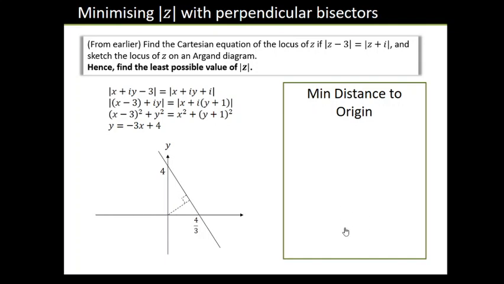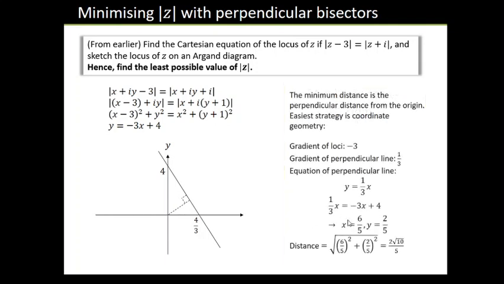So when we're minimizing the distance, we know that we've got the line here, and then we just need to find the distance, so we also need to know this coordinate here, okay? Again, it's just fairly straightforward coordinate geometry that we're applying to our loci.